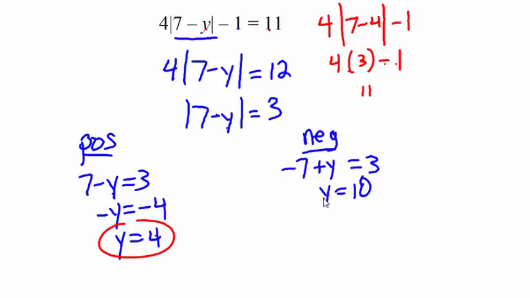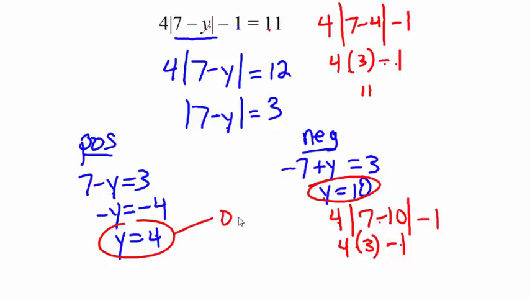Now let's check y equals 10. Plug that back into the original problem. 4 times 7 minus 10 in the bars, minus 1. This is 4 times, we have a negative 3 in the bars, which means we'll have a positive 3 when we evaluate that absolute value. Minus 1. 4 times 3 is 12. Take 1 away is 11. That's what we're supposed to get. So that means 10 is also an answer. So we have 4 or 10 for our answers.